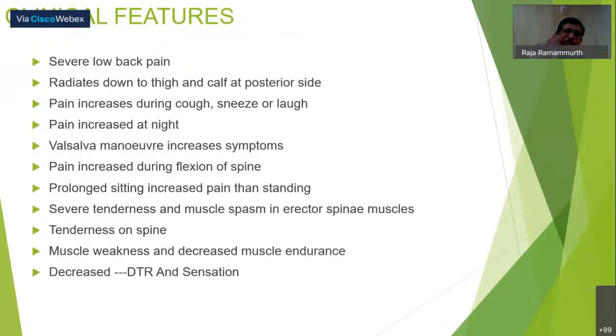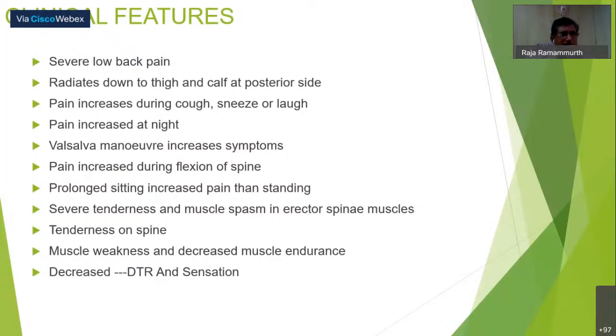What are all the common clinical features we can see in low back pain patients? The first feature is severe low back pain, right? Then the second one is it radiates down to the thigh, calf, and posterior side, right? The extent of the radiating pain depends on the quantum of the compression of the nerve pathway at the higher level, at the lumbar vertebral level.